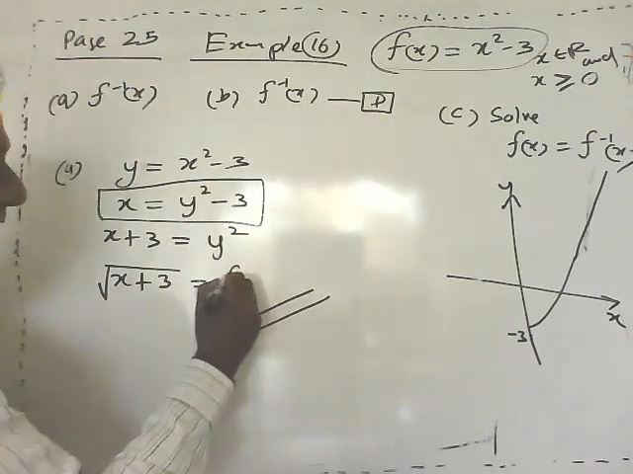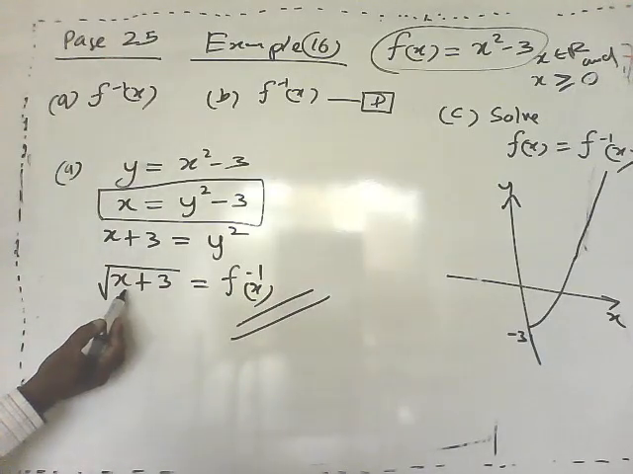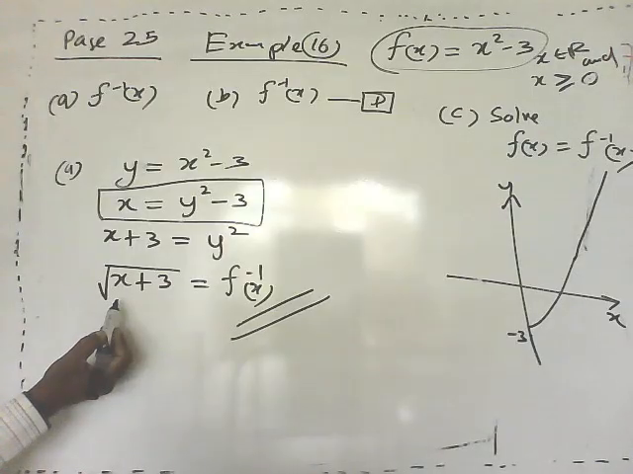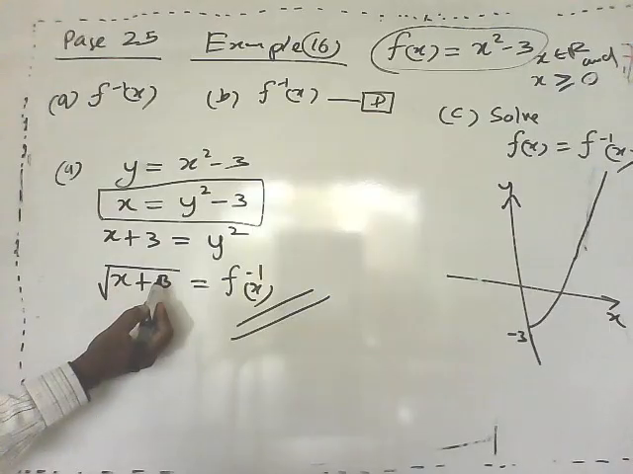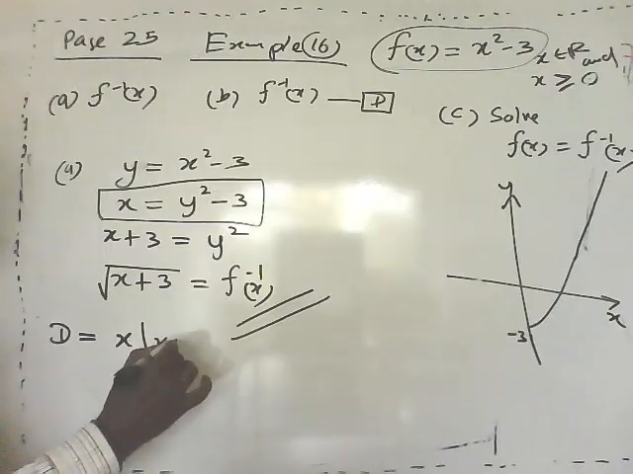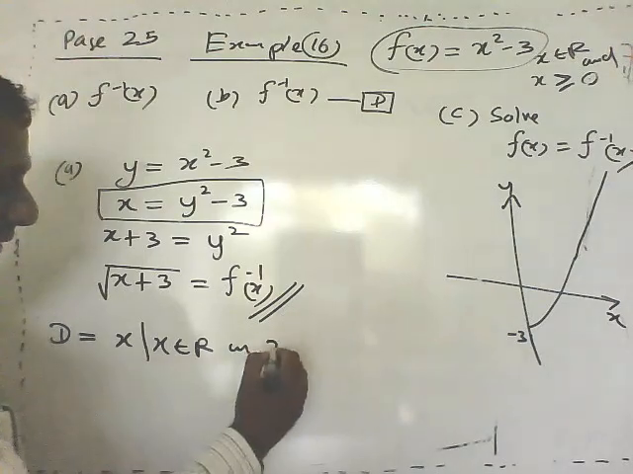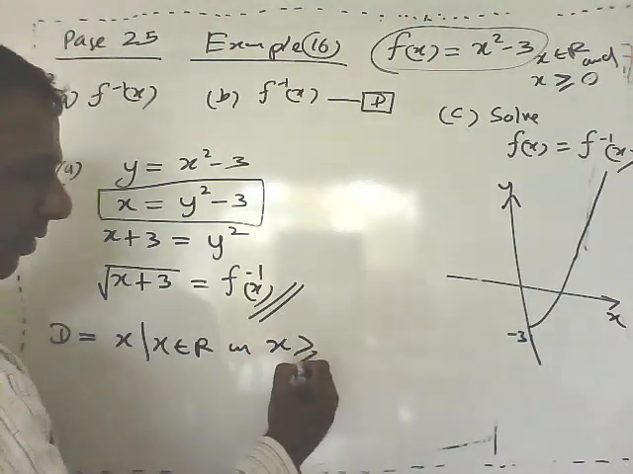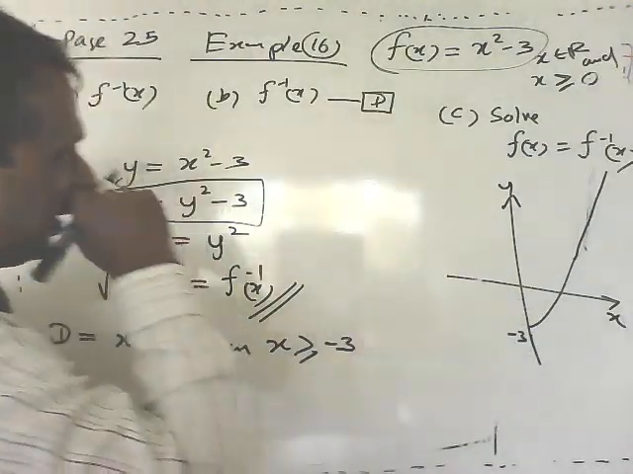So here we will put f inverse x. So what would be the domain? We can't have negative values inside the square root. If you put minus 3, we are okay. Minus 2, we are okay. But if you have minus 4, we will get minus 1, then we are in trouble. So the domain should be x such that x belongs to R and x is greater than or equal to minus 3. And actually when you take the reflection from here, we can see that.